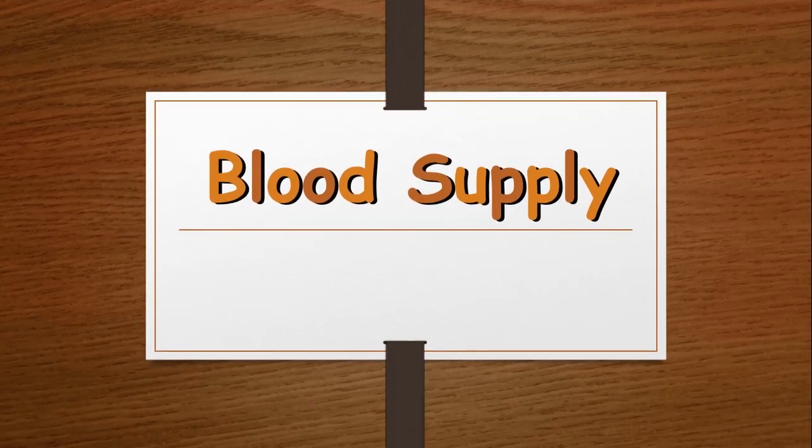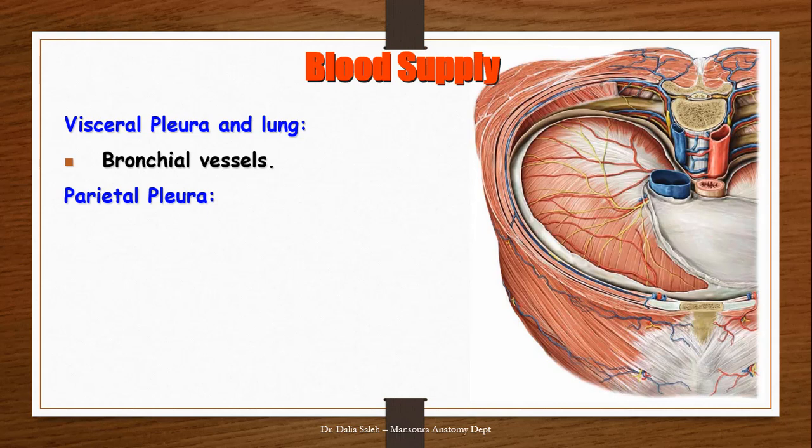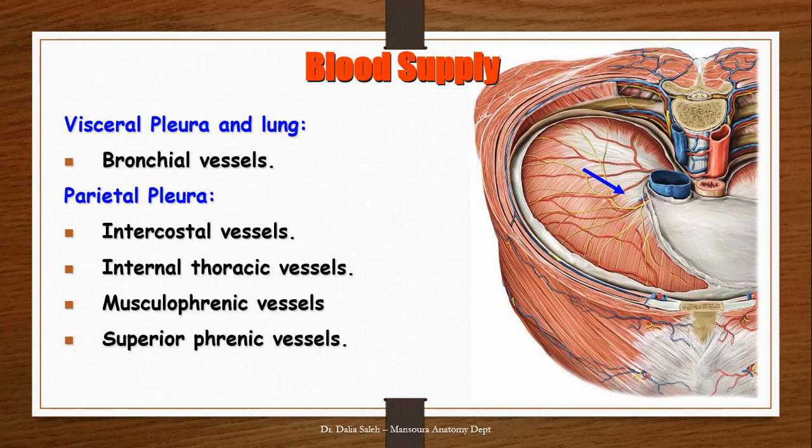For the blood supply of both lung and pleura, the lung and the visceral pleura will have the same blood supply from the bronchial vessels, while the parietal pleura is supplied the same as the blood supply of the thoracic wall and the diaphragm. So we have the intercostal vessels, either the posterior or the anterior, the internal thoracic vessels, which lie just behind the lateral border of the sternum, and the branches that will supply the diaphragm, as the musculophrenic vessels and the superior phrenic vessels.